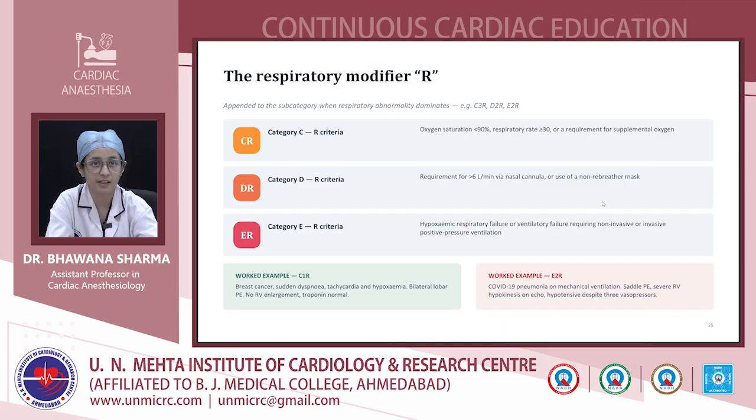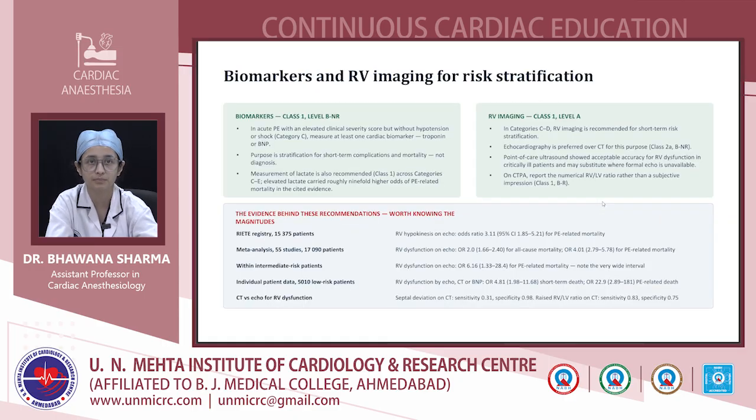So there are respiratory modifiers which categorize categories C, D and E. The respiratory modifier for category C is oxygen saturation less than 90% or respiratory rate more than 30 or a requirement of supplemental oxygen. And the respiratory modifier for category D is requirement of more than 6 liters of oxygen via nasal cannula or use of a non-rebreather mask. And for E, the respiratory criterion is hypoxic respiratory failure or ventilatory failure requiring non-invasive or invasive positive pressure ventilation.